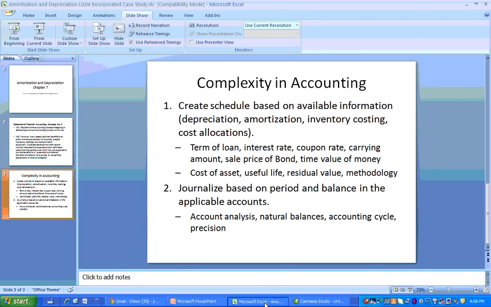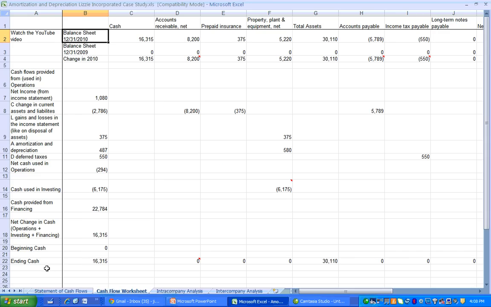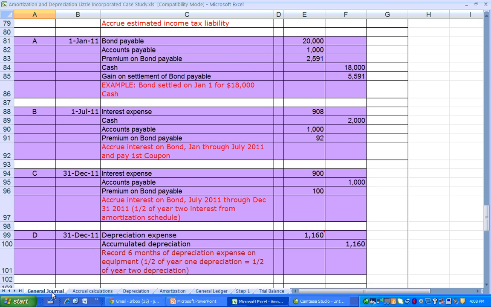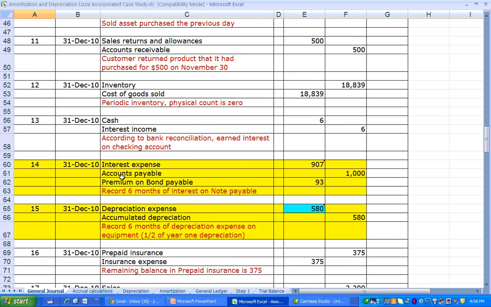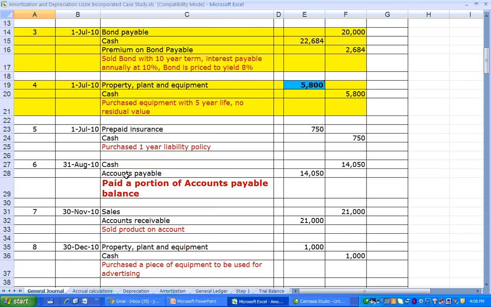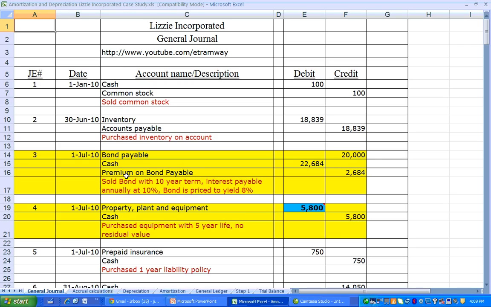And let's take a look and see how we practically do this work. And here's our spreadsheet. This is available on Google Docs. And I'll give you a link for that, but we're extending the Lizzie Incorporated case study that we've been working on since Chapter 2. So here we've modified journal entry number 3 from July 1st.